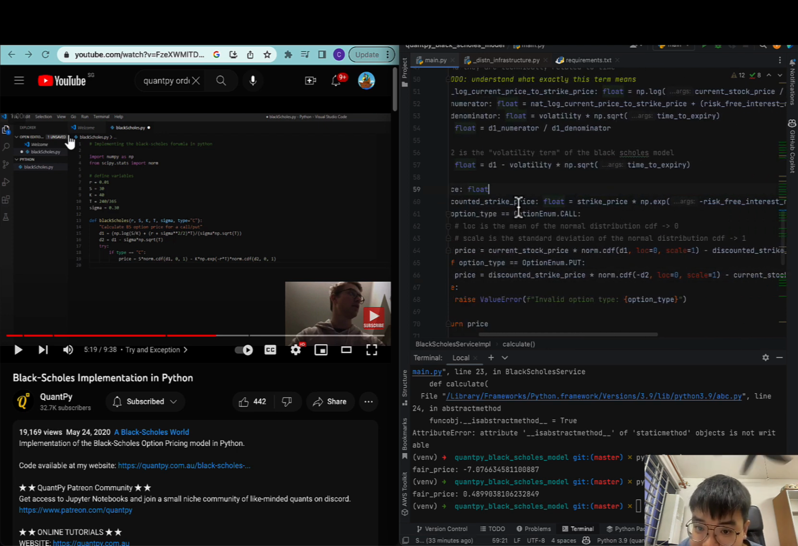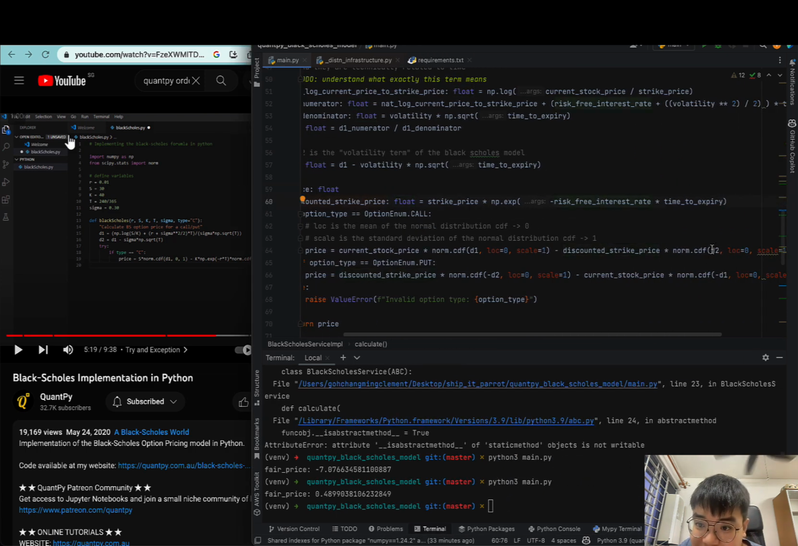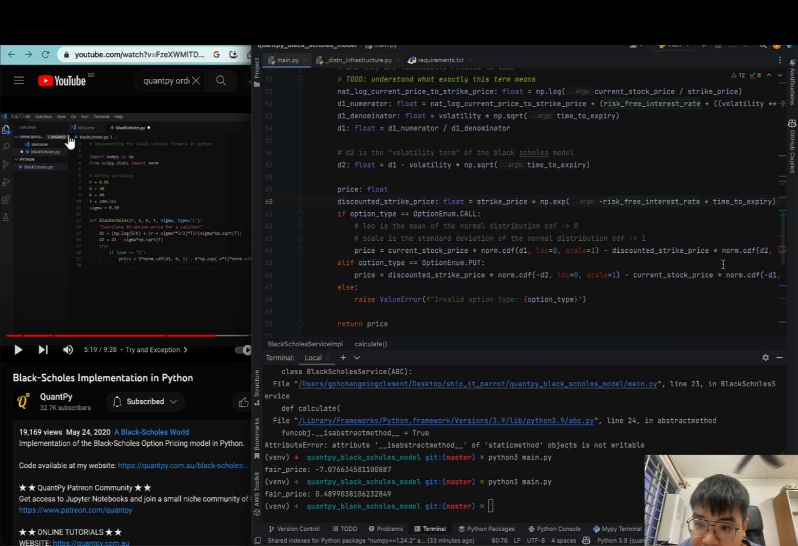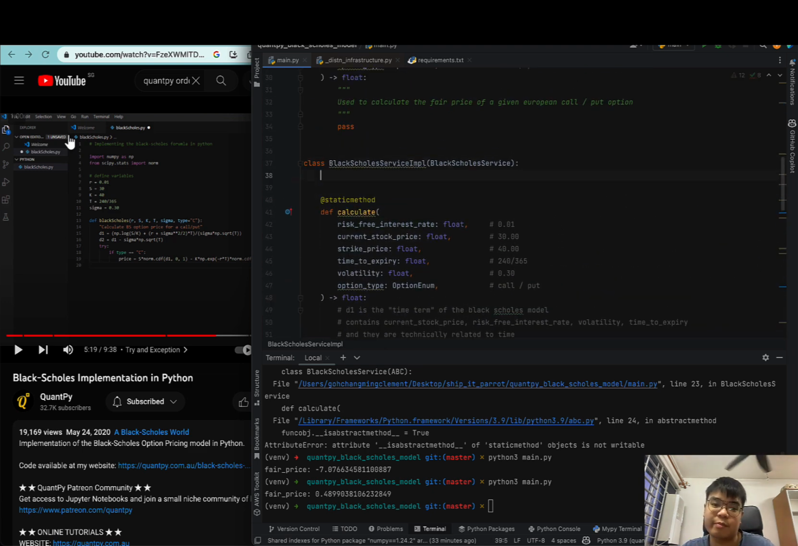And the idea behind the discounted strike price here is that the strike price is really cheaper if the risk-free interest rates are higher in this case. Or is it lower? So this is, maybe I should abstract this to a separate method.